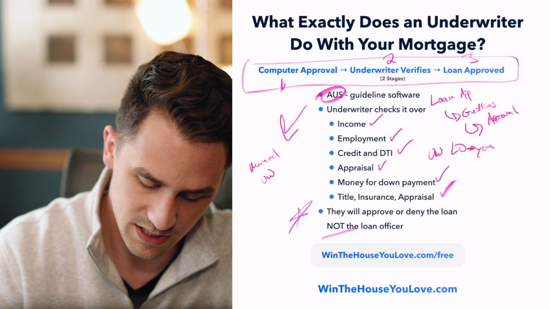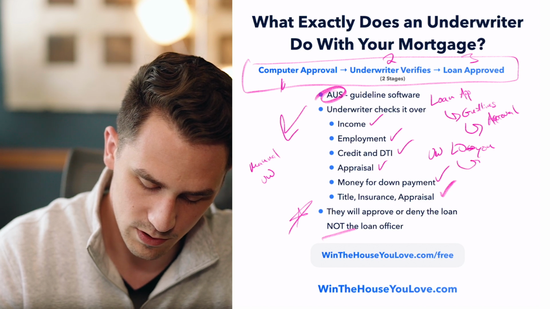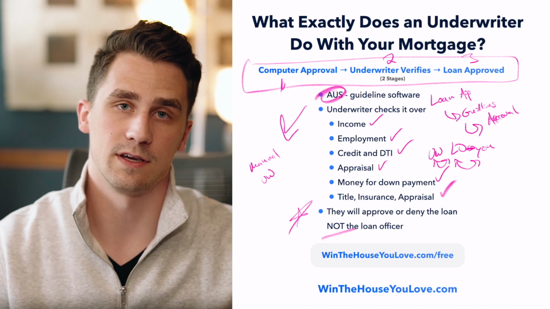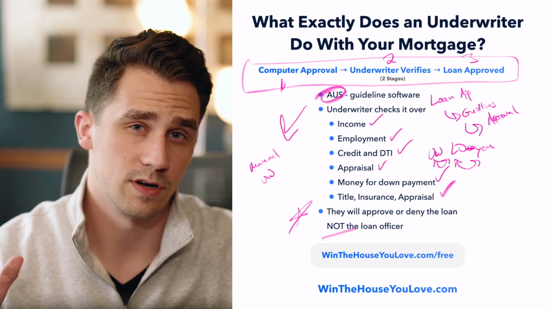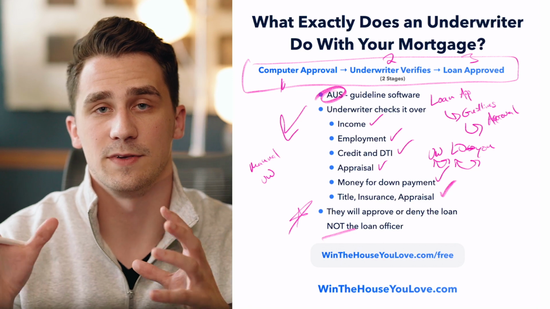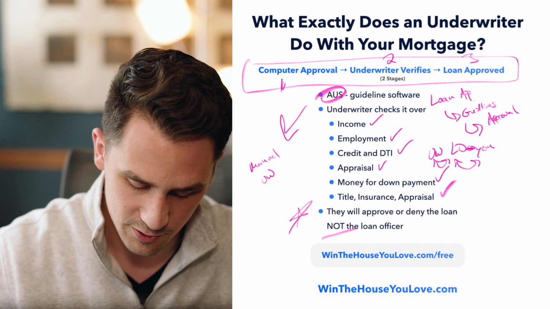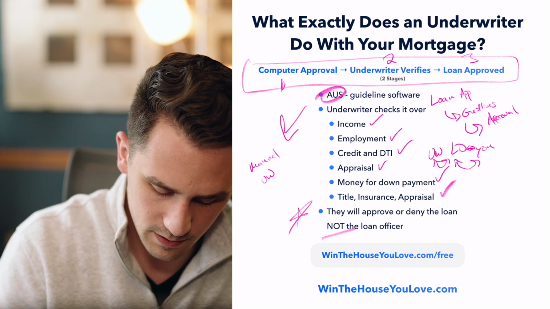And so there should be this communication channel where you and your loan officer are talking, and then the underwriter and your loan officer are talking. You'll never be able to talk to the underwriter in most circumstances. You're going to have to talk to the loan officer, and the loan officer is going to be your advocate to the underwriter.